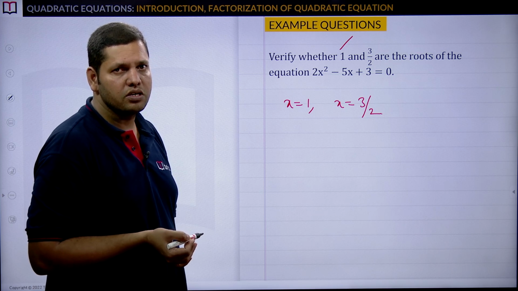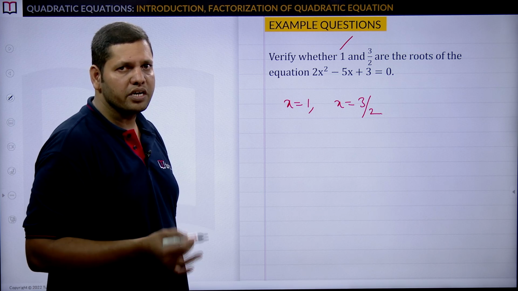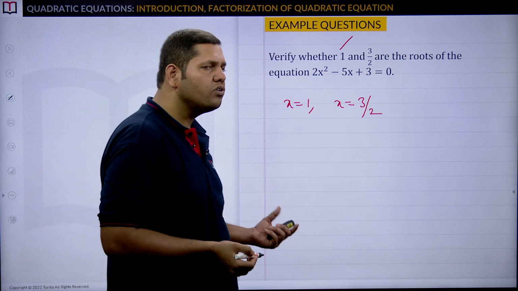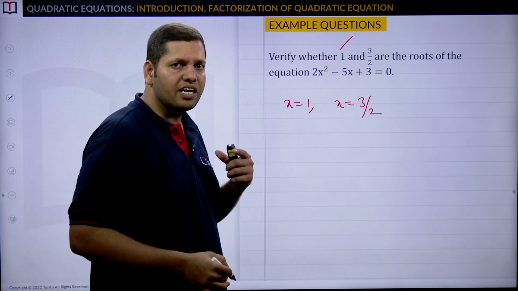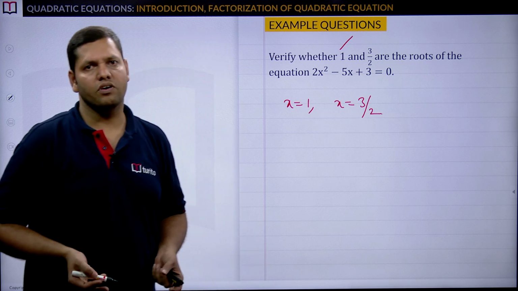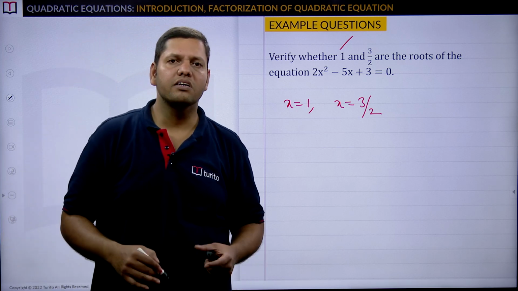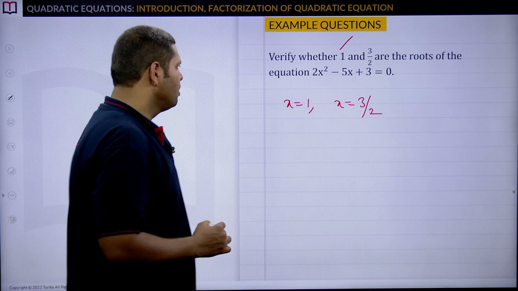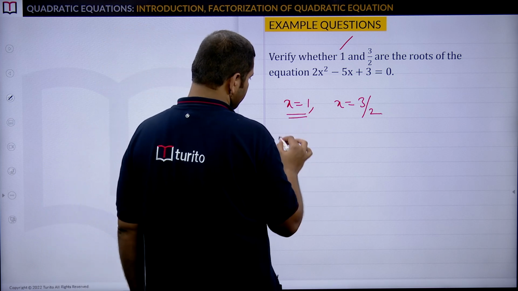How can we check, tell me children? We have to substitute in the given equation and check the LHS value and RHS value. If you get the LHS value and RHS value both equal, that is, equal to 0, then we can say it is a root of the equation. Children, first I am substituting x is equal to 1.